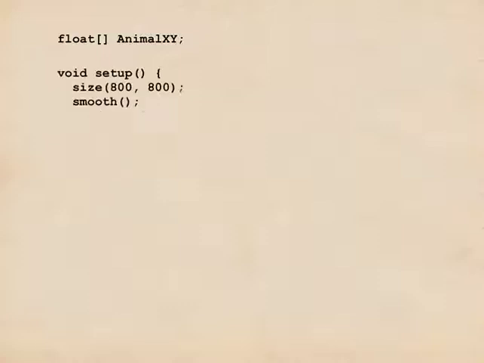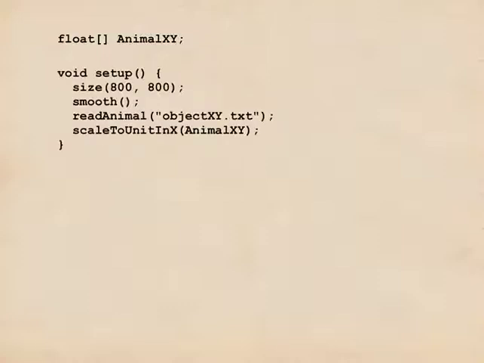Here's the idea. I'll create an array of floating point numbers that I'll call animal xy. I'll store the points here the way I did before we discussed PVectors. So it stores an x, then a y, then an x, then a y, and so on for every point. Like any program, we begin with a setup, and I create the graphics window, I call smooth, and then I call a routine called read animal with the name of the file I want to open. That's the thing we're going to focus on, and I'll come back to that in a moment.